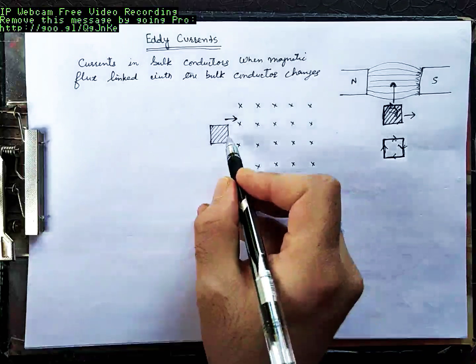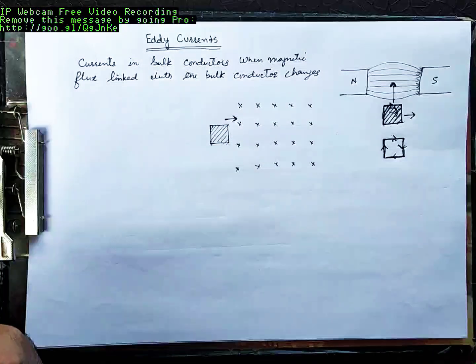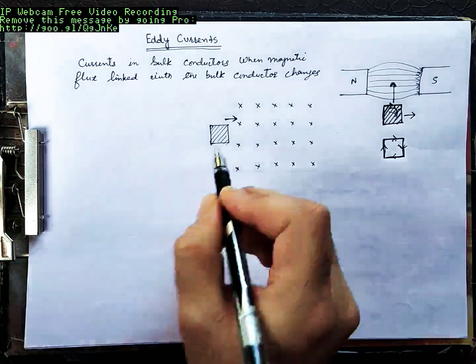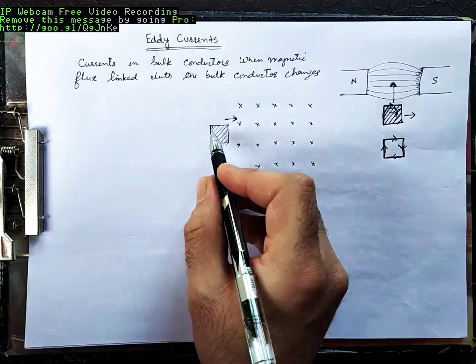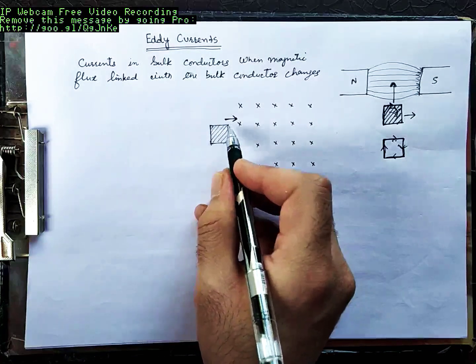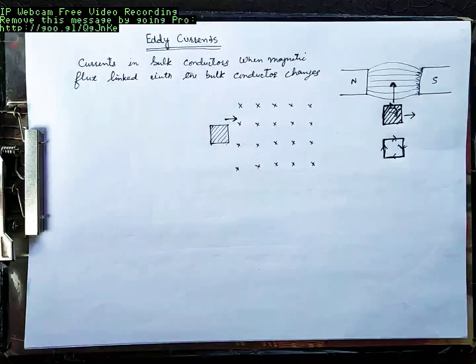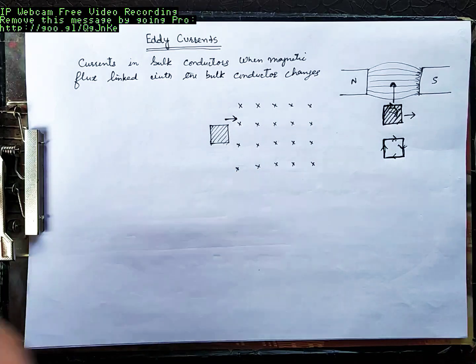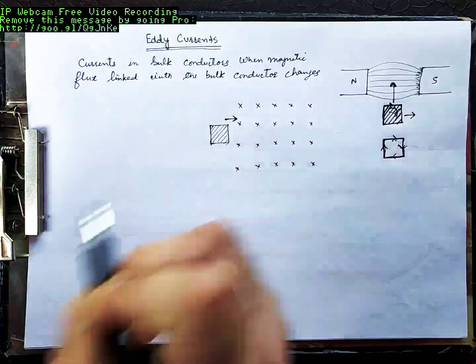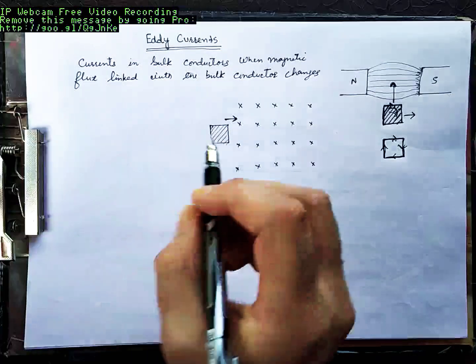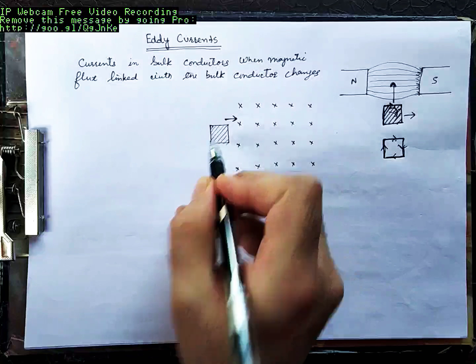But the time when you start to get this conductor into the magnetic field, the magnetic flux linked to the conductor is increasing. When magnetic flux linked to the conductor is increasing, there will be an induced EMF which will produce a current in this.